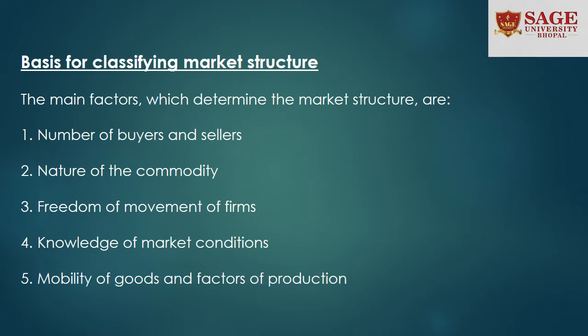Mobility of goods and factors of production. When the factors of production can move freely from one place to another, then a uniform price prevails in the market. However, in the case of immobility of goods and factors, different prices may prevail in the market.